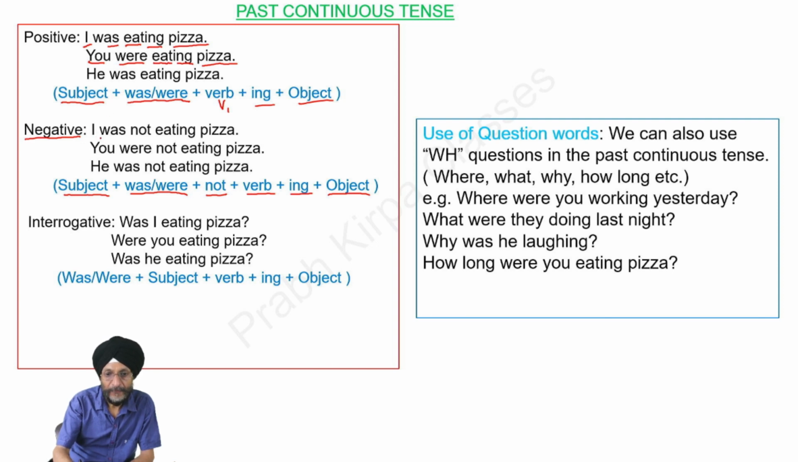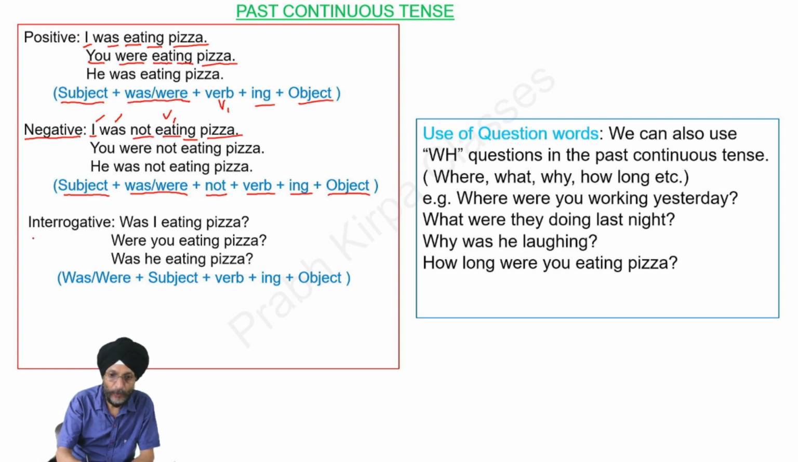You will see that the example of this tense negative form is: I was not eating pizza. This is the subject, this is was, then comes the negative formation not. It is the first form of the verb, then we add ing and then the object. Other examples are: you were not eating pizza, he was not eating pizza.